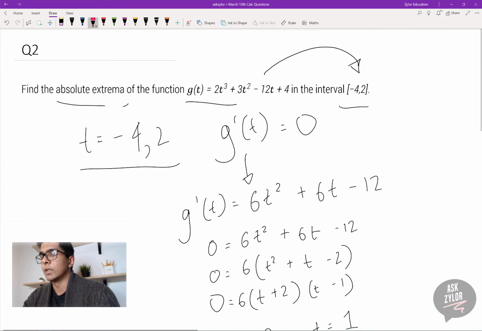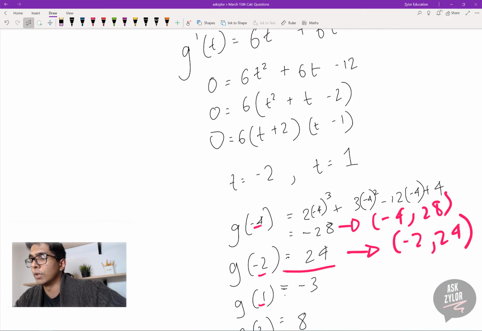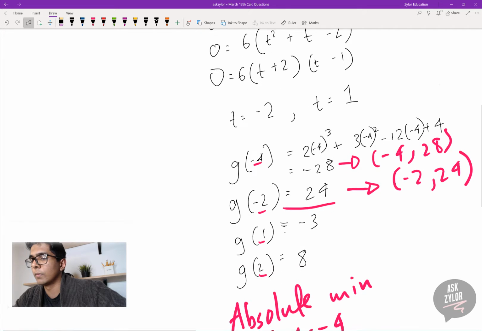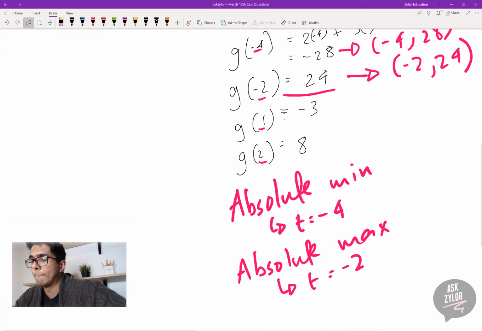So the question we just answered was find the absolute extrema of this function in the interval -4 and 2. So we analyzed each of these endpoints. We found out when this derivative was 0, and we found out t values for when that derivative is 0. And then we analyzed all of those points in my original function to find my maximum or minimum. So I found that my absolute minimum was at t is equal to -4, and my absolute maximum is when t is equal to -2. Any questions before we move on?